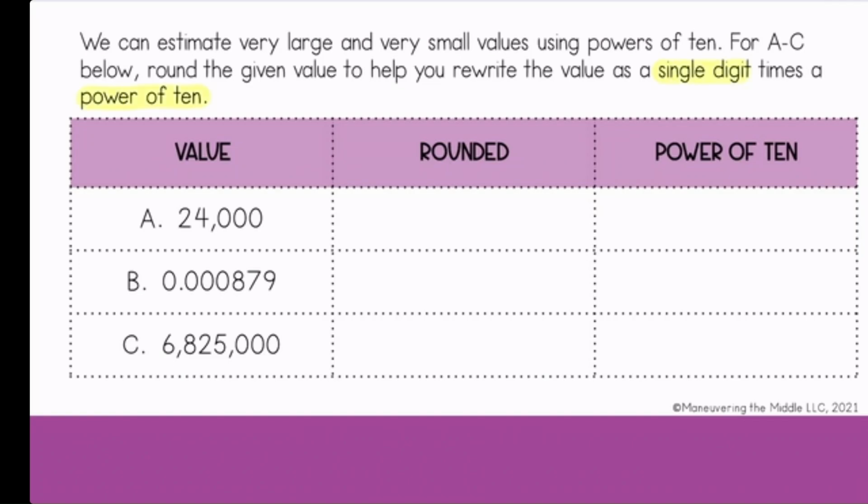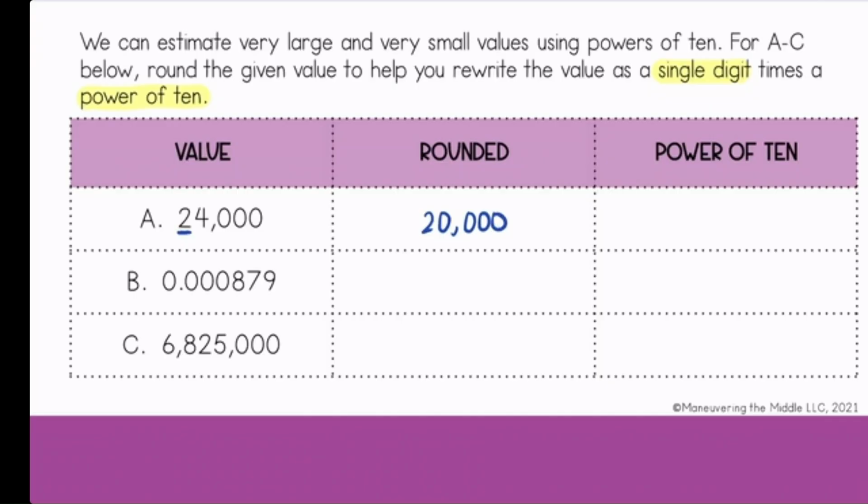So as I look at the values, I'm going to look at the largest place value that is a non-zero number. So for A, that would be here, the 2 representing 20,000. And then I'm just going to look to the digit to the right of it to see if I would round up or leave it at 2. Because that digit is a 4, I would round this to 20,000.